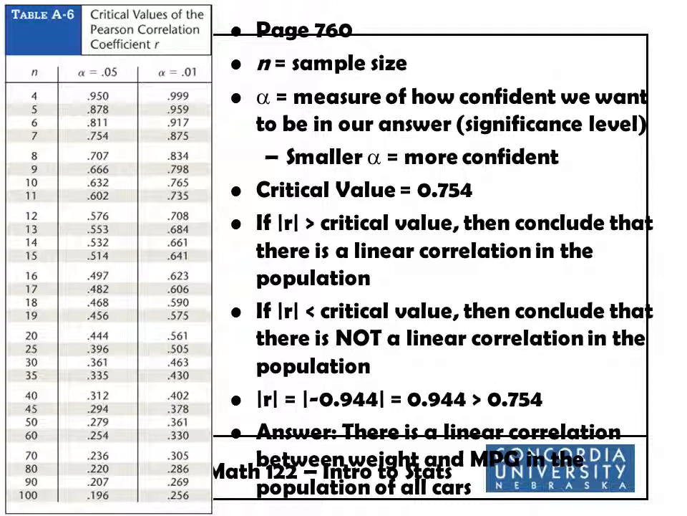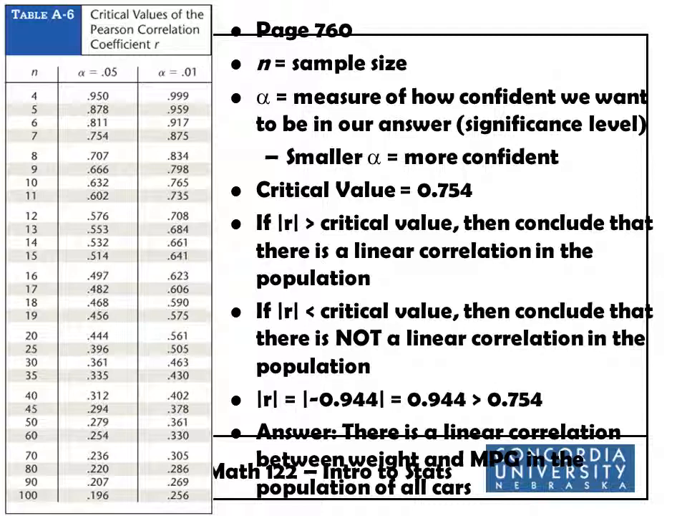If the absolute value of R is greater than the critical value, then we conclude that there is a linear correlation in the population. If the absolute value of R is less than the critical value, then we conclude that there is not a linear correlation in the population. So in the example we did in class, the absolute value of R is 0.944, which is definitely greater than the critical value. So we conclude that there is a linear correlation between weight and miles per gallon in the population of all cars.